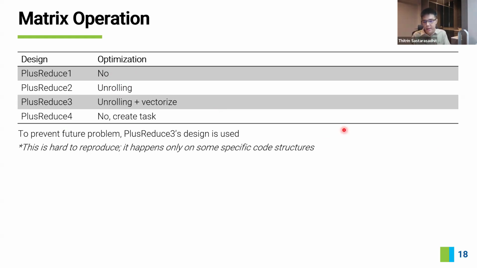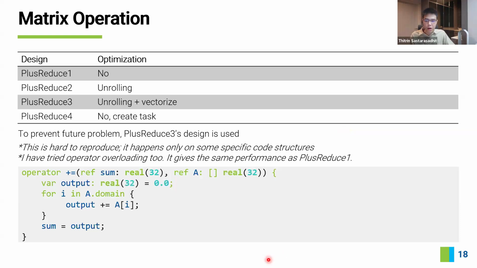When I test these functions outside the model, they also get the optimization normally. And so in the end, I ended up using the third design, even though it caused somewhat messy code. I also tried overloading the operator, but it just gives the same performance as the first one.